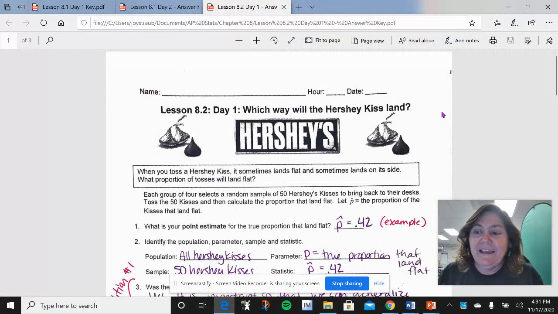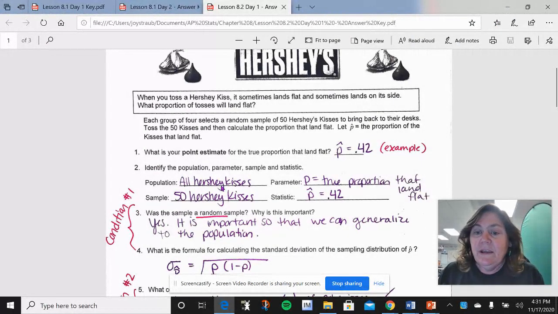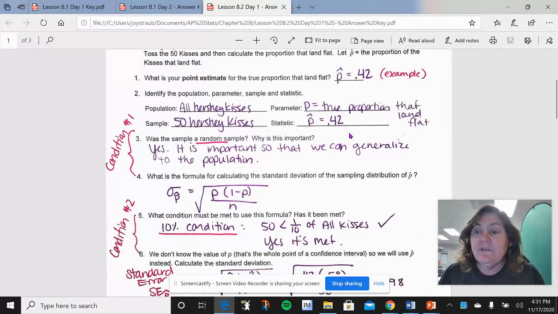All right, we're back. Remember I said that p hat was 0.42. Here's what your population and your sample is, and what's the parameter. It's the true proportion that land flat. Our statistic was 0.42. Was the sample random? Yes. Remember that condition is very important. We cannot generalize to the population unless it was a random sample.